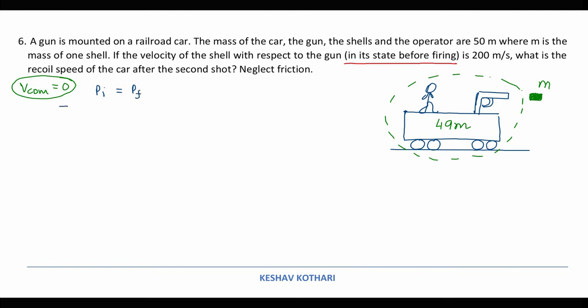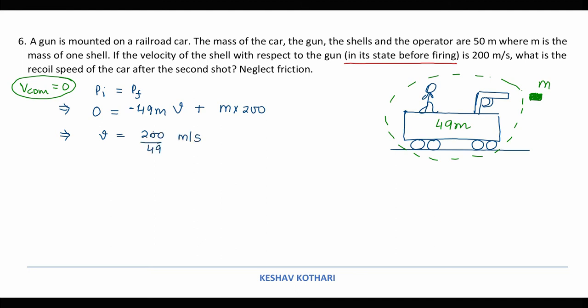Initially the entire system was at rest, and hence the initial momentum of the entire system is written as 0. Now the mass m is moving with a speed v which is equal to 200, and the railroad car along with the operator and the gun is recoiling with a velocity v. So we are putting a negative sign: 0 = -49m v + m into 200. From here I calculate the recoil velocity after the first shell is fired, which comes out to be 200 by 49, and it is towards the left.